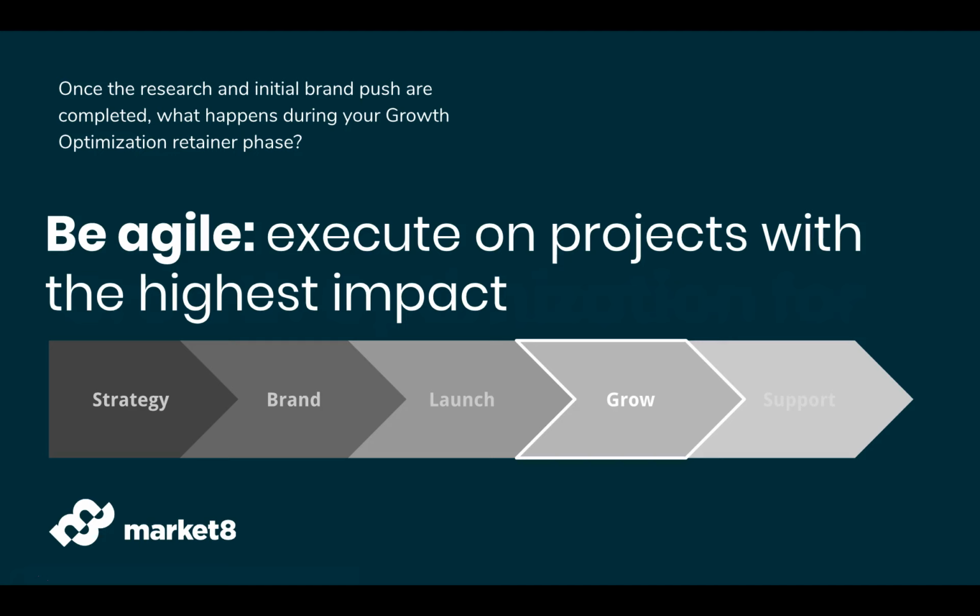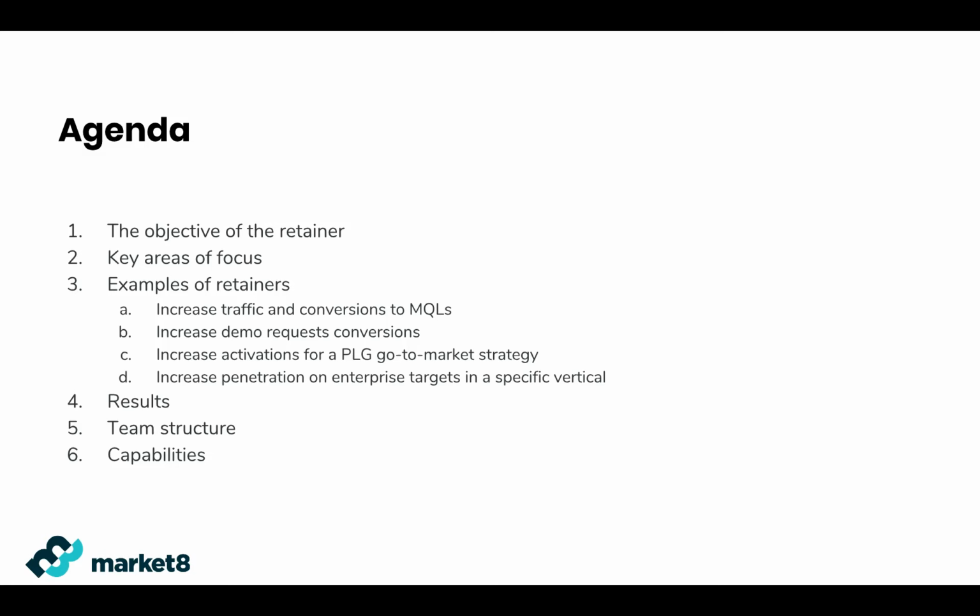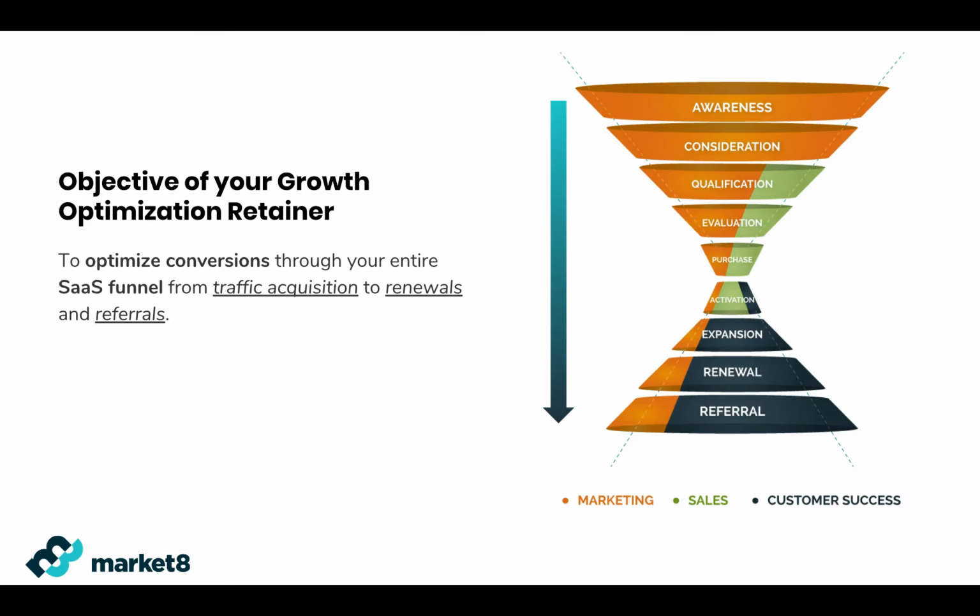The key theme in this phase of the project is that we want to be agile. We want to execute on projects with the highest impact. And this is a little bit of what I'm going to cover in this presentation: the objective of the retainer to begin with, key areas of focus, how do we choose that, and examples of retainers. I have 4 cases here, the results that we have achieved, I'll walk you through the team structure, and then a recap of the capabilities of Market8.